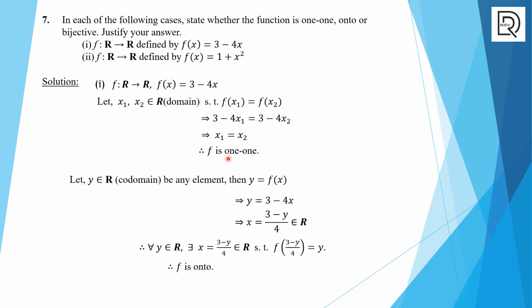Since f is both 1-1 and onto, we can write f is bijective.